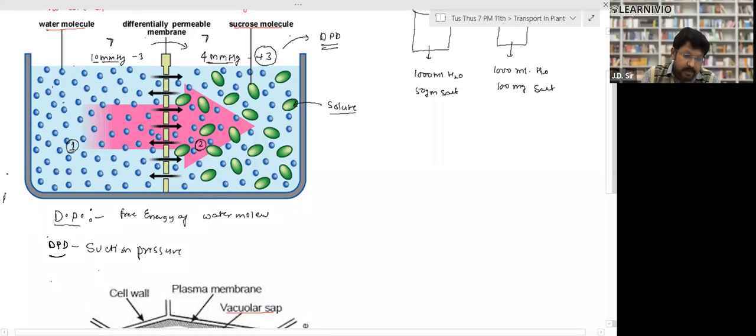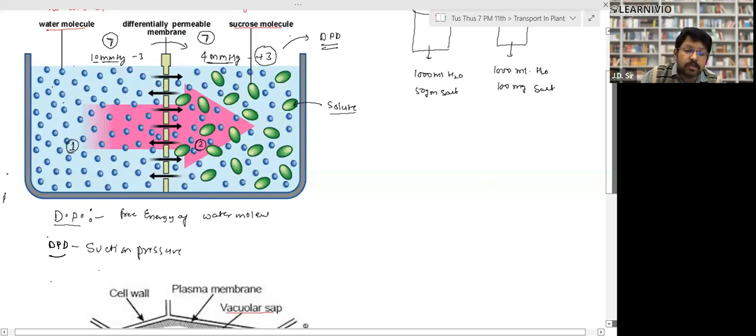Fine. One more. What is DPD? Diffusion pressure deficit, also known as suction pressure. Right? The second heading: DPD, diffusion pressure deficit. Keep your notes with you. What is a diffusion pressure deficit? Look, in tumbler number 1, the diffusion pressure was 10 mmHg. In tumbler number 2, diffusion pressure is 4 mmHg. Now to reach equilibrium, the diffusion pressure must be 7, right? When they achieve this 7 at both of them, diffusion will stop.